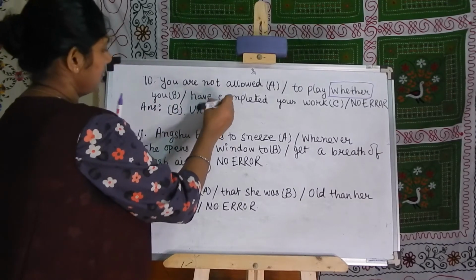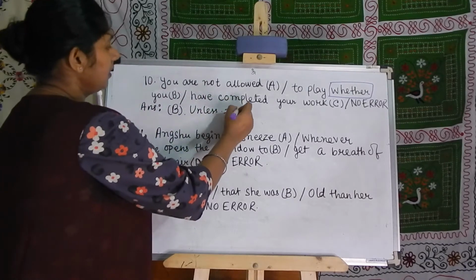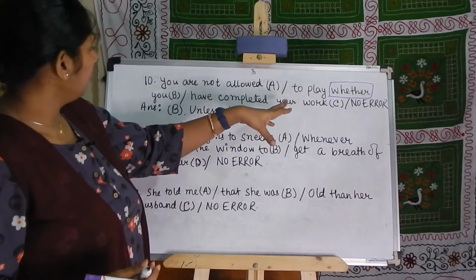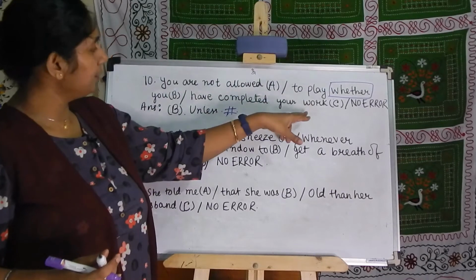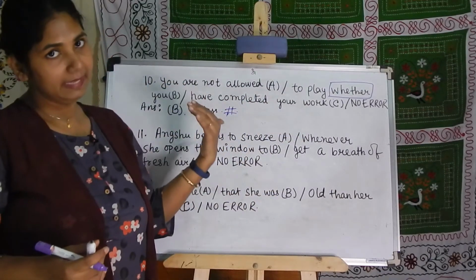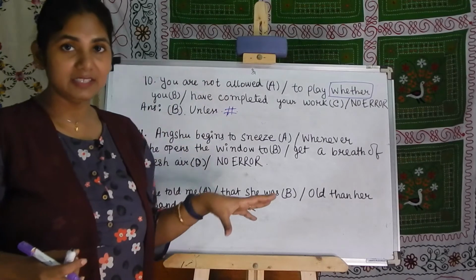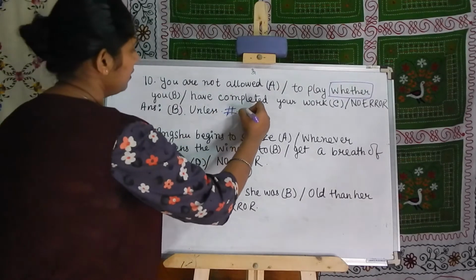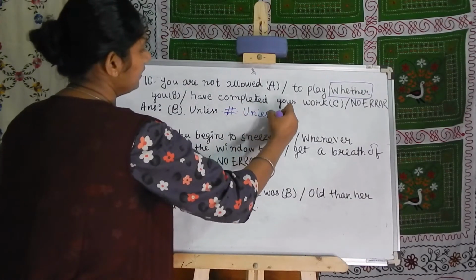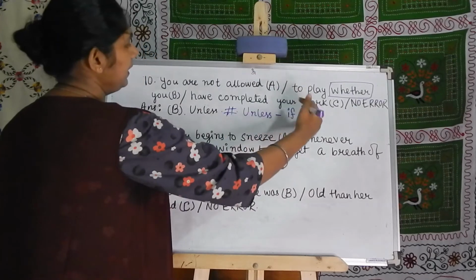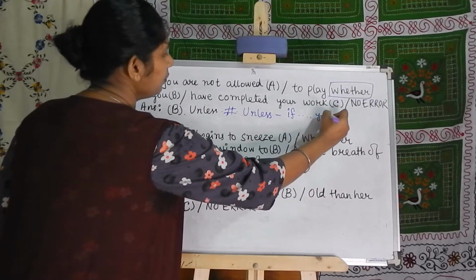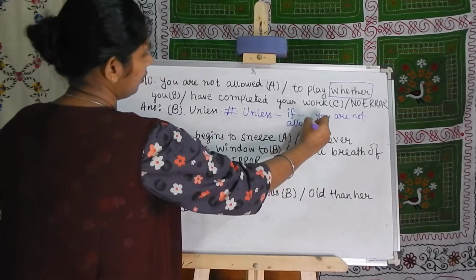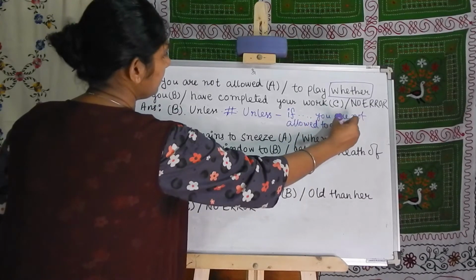Unless. So why unless? Because unless means if you didn't complete your work, you are not allowed to play outside. So it refers to a condition. That's why instead of whether, I am writing unless. Unless means if you have not completed your work, you are not allowed to do something.